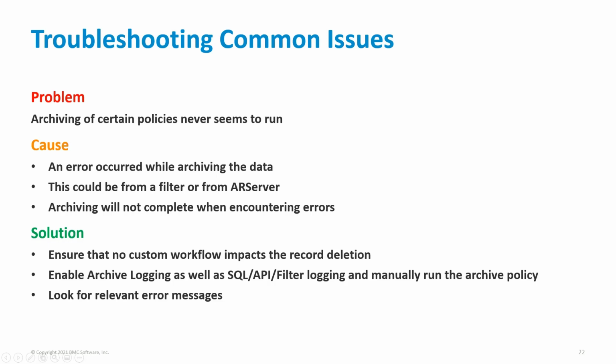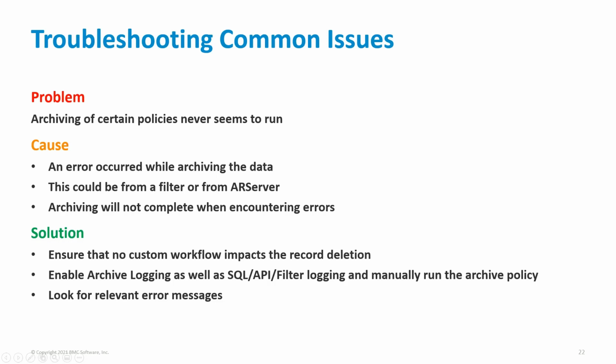The next thing you want to do is make sure you have enabled logs. So enable the archive logging and also enable SQL, API, and filter log, because those will tell you any of those other scenarios, such as a database error, a filter error, or something else. So also you're probably going to want to look at the AR error log and the AR debug log, the standard logs that you would look at when you're troubleshooting a problem, because it's possible that AR server itself is encountering a problem. So you want to look for any relevant error messages in any of those logs. And once you find it, the error message should help you focus on the problem and try to resolve that.